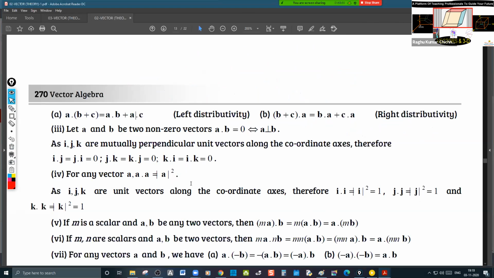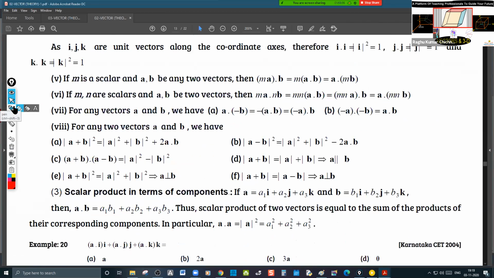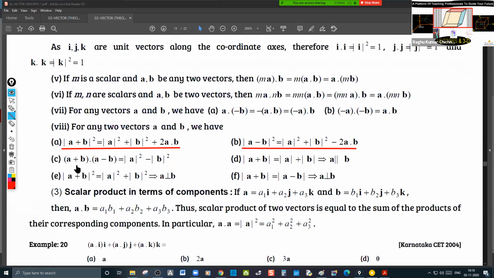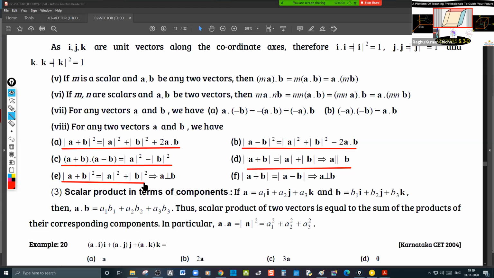Now, coming to this, you can see the formulas carefully: (A plus B) whole square, (A minus B) whole square, (A plus B) into (A minus B). Modulus of A plus B is equal to mod A plus mod B only when they are parallel or collinear. Similarly, (A bar plus B bar) whole square is equal to mod A bar square plus mod B bar square only when A dot B is 0. A dot B is 0 means A bar is perpendicular to B bar. Similarly, modulus of A bar plus B bar is equal to modulus of A bar minus B bar only when A bar is perpendicular to B bar.